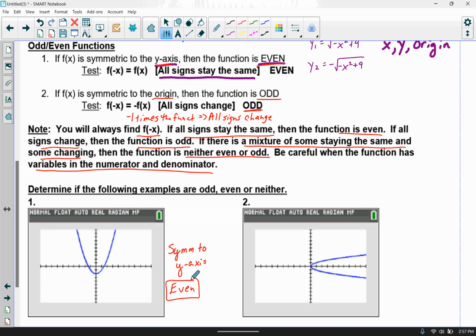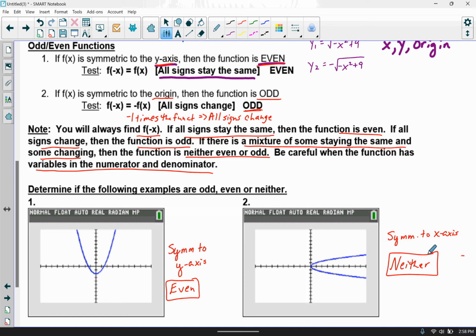All right, moving over here to the right, example 2. What kind of symmetry do we have here? This time we are symmetric to which axis? Hopefully you agree, I'm symmetric to the x-axis. And so therefore, if I'm symmetric to the x-axis, I only have odd and even to choose from. Even is symmetric to the y, odd is symmetric to the origin, so that means this one has to be neither odd nor even. Okay.